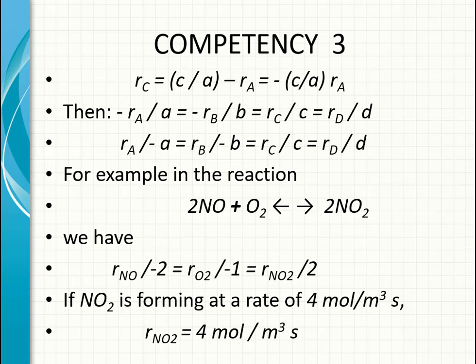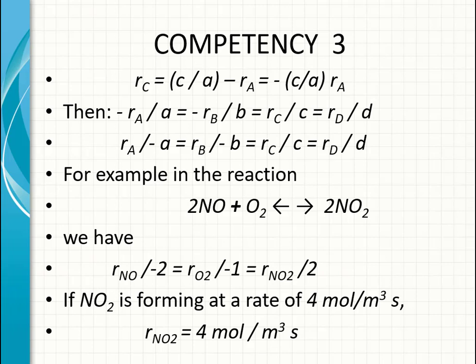So we will have that the rate of A divided by minus the stoichiometric coefficient of A is equal to the rate of B divided by minus the stoichiometric coefficient of B, and this is equal to the rate of C divided by the stoichiometric coefficient of C, and this is equal to the rate of D divided by the stoichiometric coefficient of D.